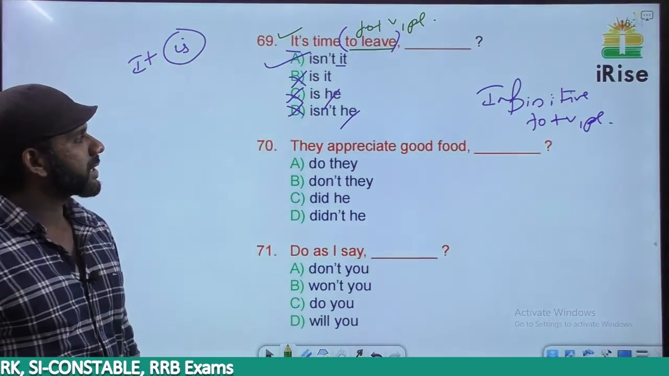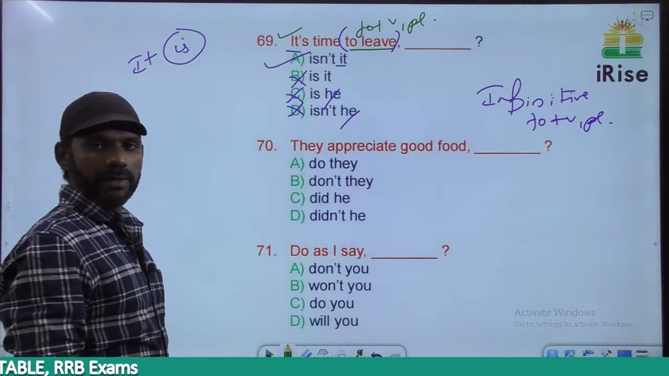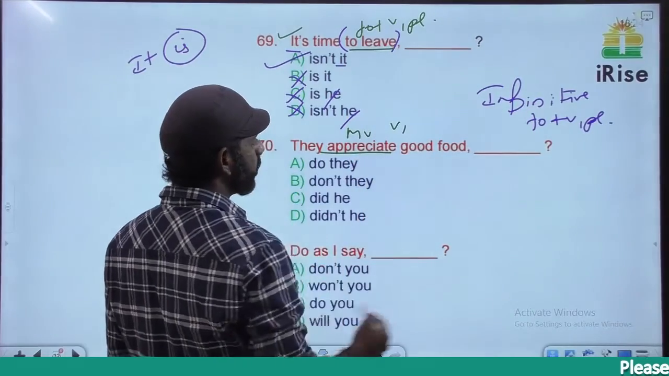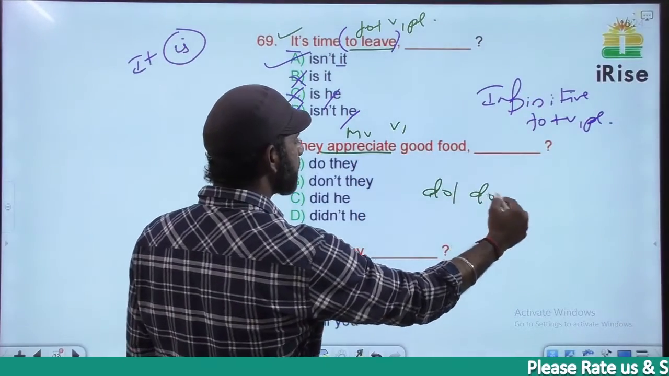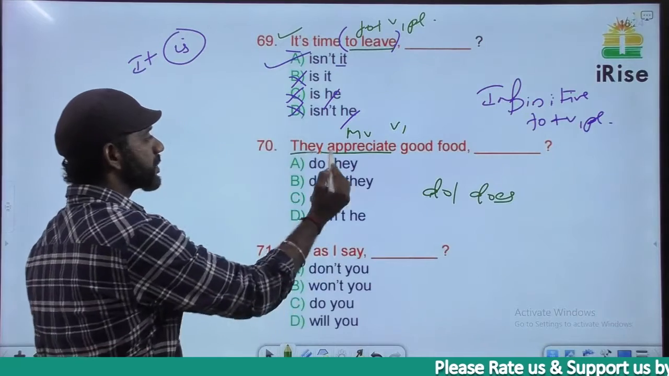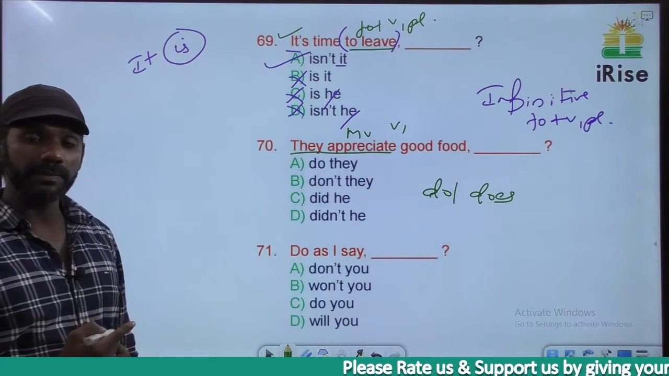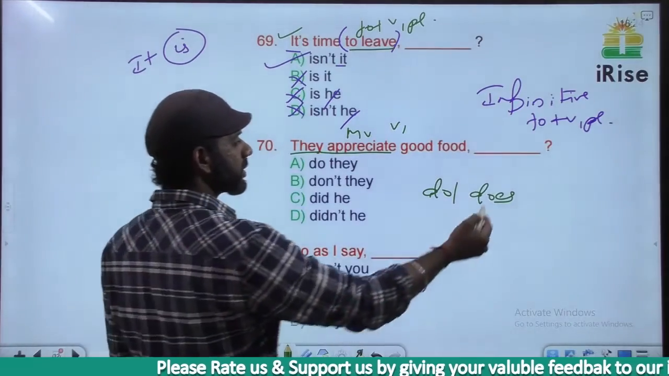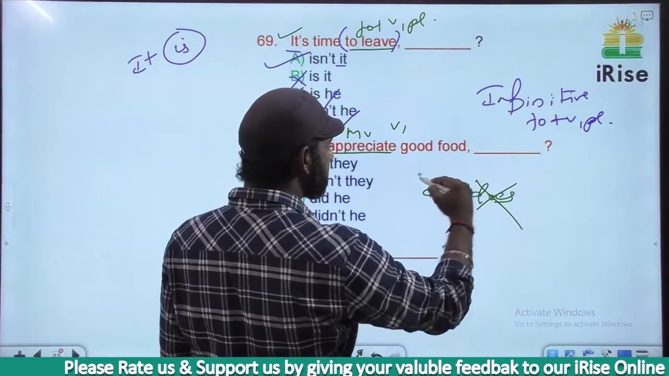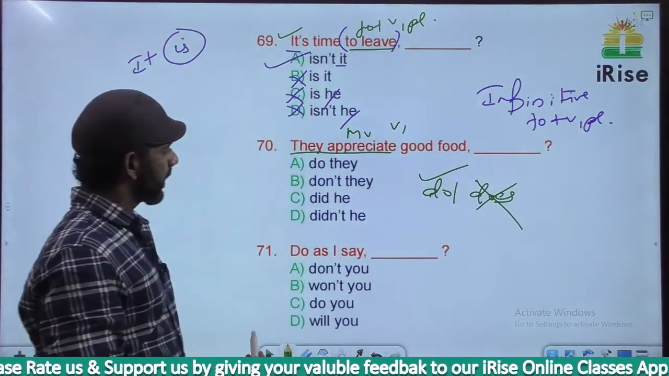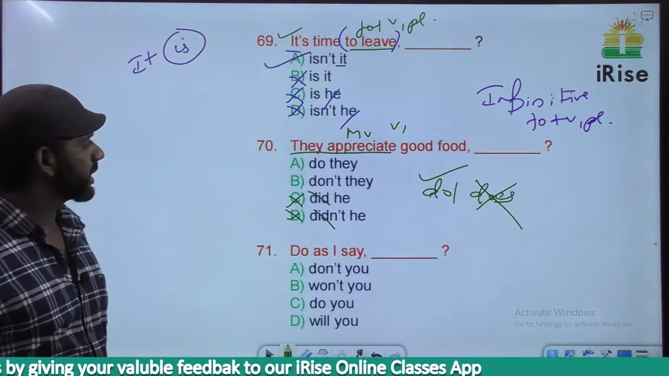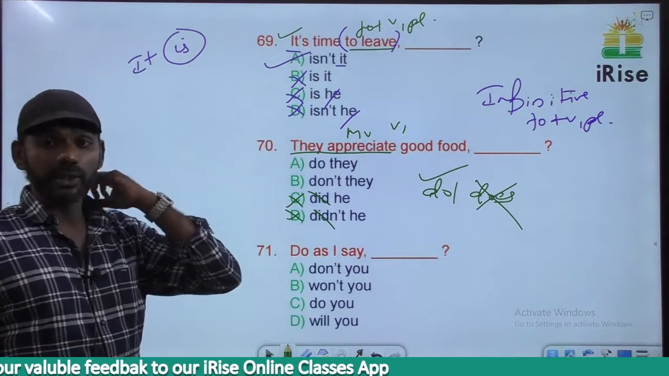They appreciate good food. No auxiliary verb. The verb in this sentence is appreciate, main verb V1. So as you know, we have to go for do or does. The subject here is they. So the subject is plural, so the verb must also be plural. Based on that, it should not be does, it must be do. Based on that, C and D are gone. C and D say did. Fine.